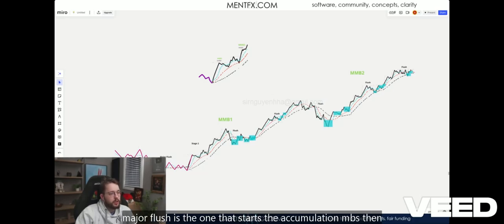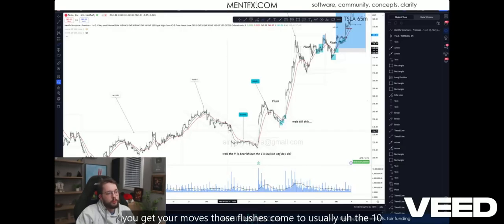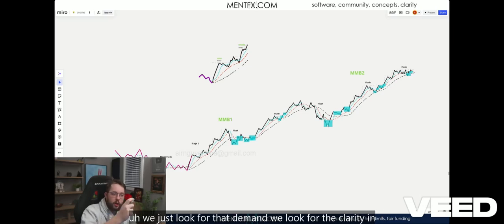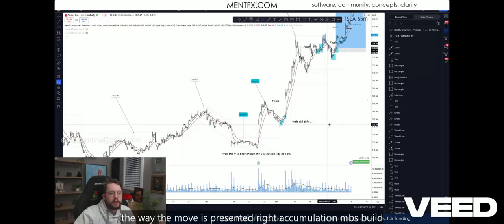The major flush is the one that starts the accumulation MBs. Then you get your moves. Those flushes come to usually the 10 or 20, or just under the 20, sometimes a little bit further under the 20, like this right here. We never know because each move is a snowflake of itself. We just look for that demand. We look for the clarity in the way the move is presented.